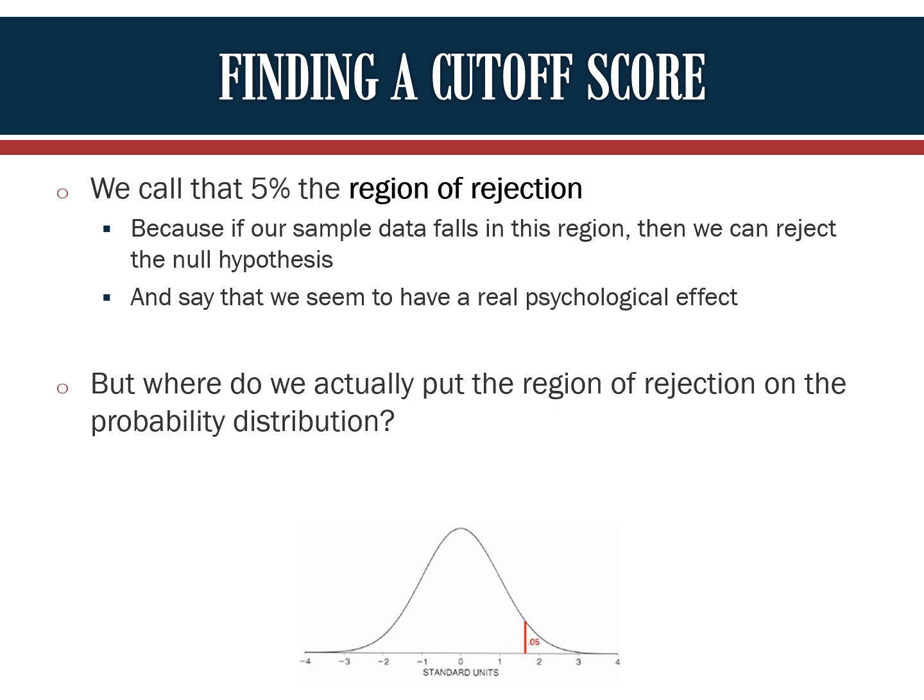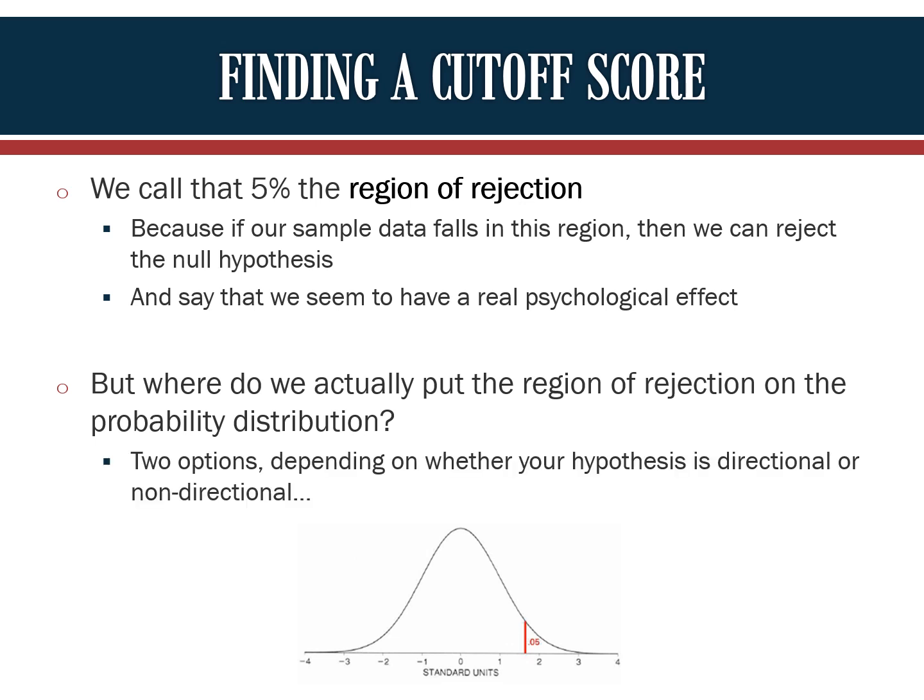The question then is, where do we actually put the region of rejection on the probability distribution? Now, there's actually two options for how we can do this depending on whether our hypothesis was directional or non-directional. Last time we talked about how deciding if your hypothesis is going to be directional or non-directional affects a later step in the process. This is where that comes back and affects our process.